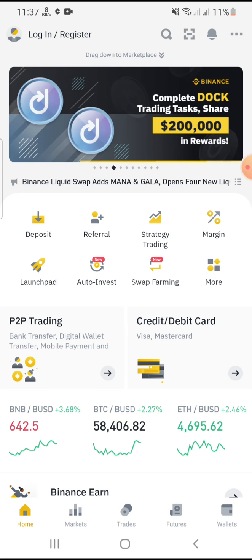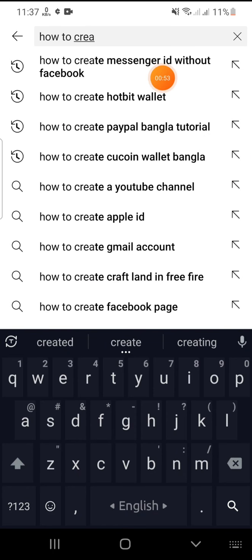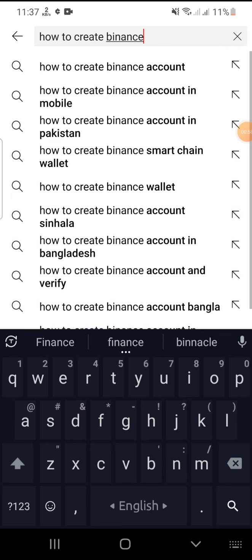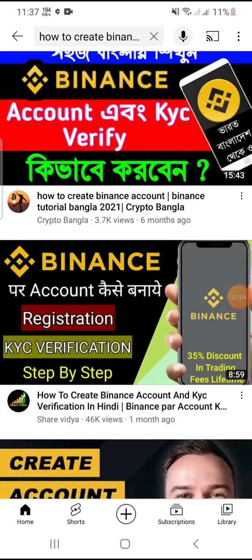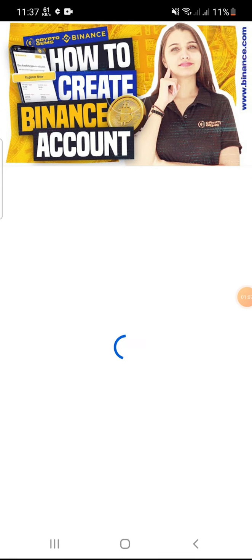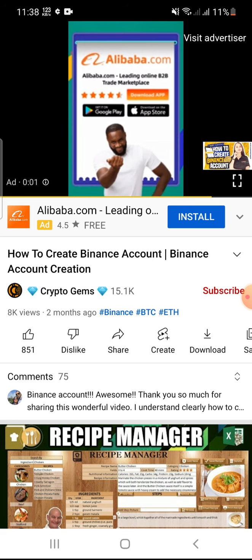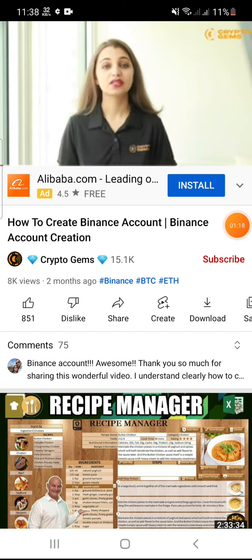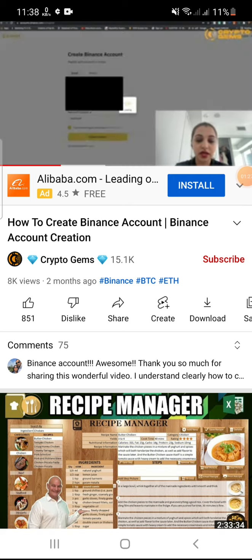how to create a Binance account. Okay, so find my page, search YouTube how to create a Binance account. Okay, create a Binance account. Look at me and create a Binance account easily. Okay, and verify your national ID card, and then the creation is completed. Okay, so watch the video, and once the account creation is completed, go to the next page.